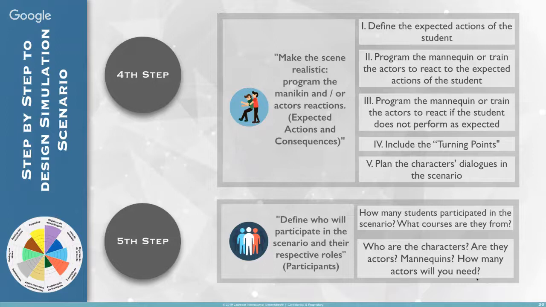How many students will perform in the scenario, from what courses they are, how many actors and their roles. Also, you need to indicate if the patient will be an actor or a mannequin. This is very important, because you need to know how many students, how many actors you need, or if you need a mannequin or something like that.